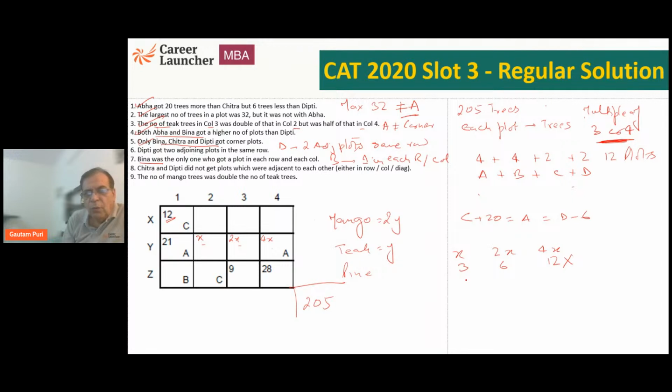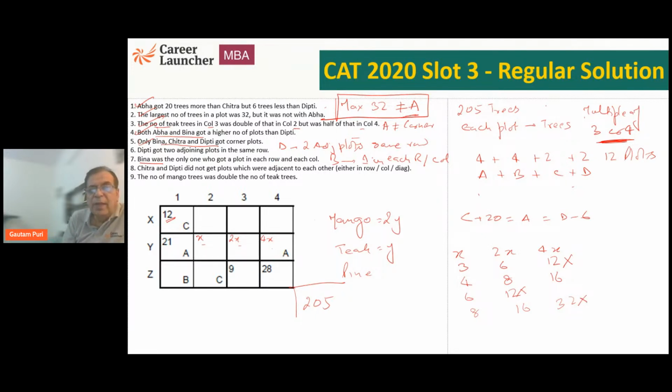Next is 4, 8, 16. Neither of them is repeated, so this is possible. Next will be 6, 12. Again, 12 cannot be there. So this case is also out. Next will be 8, 16, 32. Is this viable? If I put 8, 16, and 32, that means A has got 32 trees, but the statement above is telling us that A does not get 32 trees. So this case is also not viable.